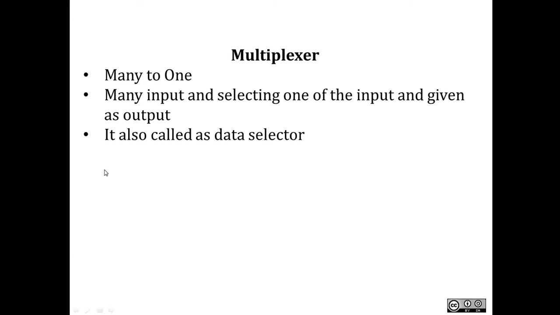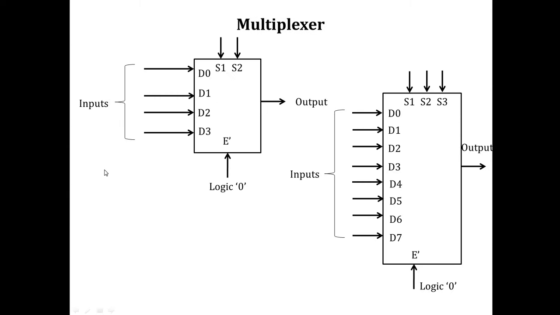It is also called a data selector because data will be selected based on the select pins. For example, if we see some of the multiplexers, here we have 4:1 multiplexer and 8:1 multiplexer. In the case of 4:1 multiplexer, we have two select pins. Based on these two select pins, the input data will be selected, which will be given to the output. Similarly, for 8:1 multiplexer, we have three select pins. Based on these three select pins, any one of the inputs will be selected and given to the output.